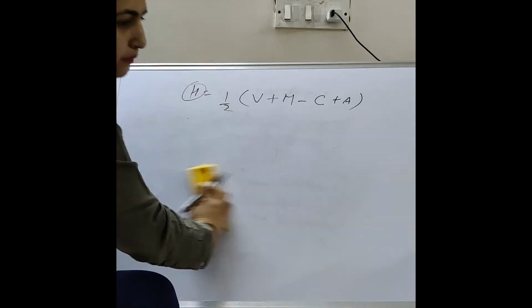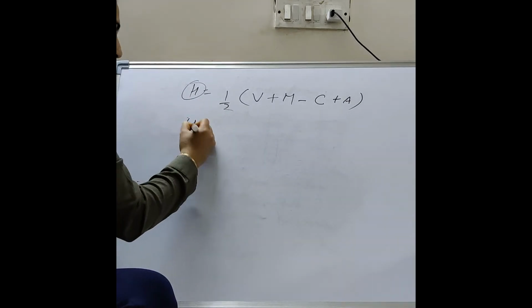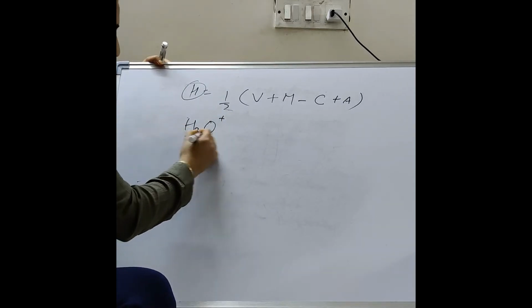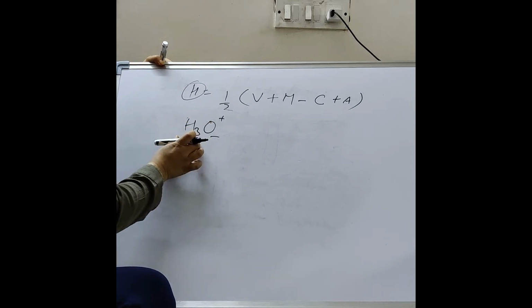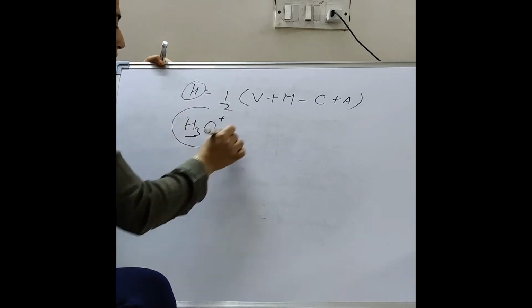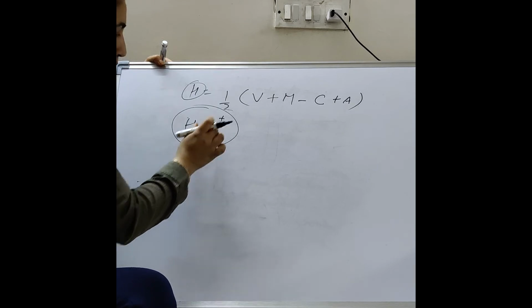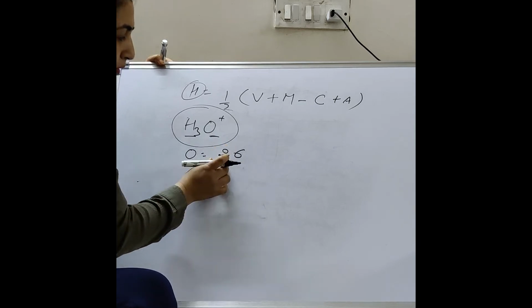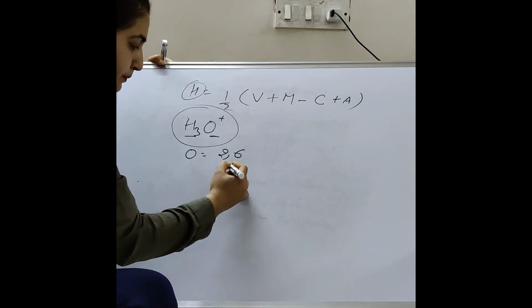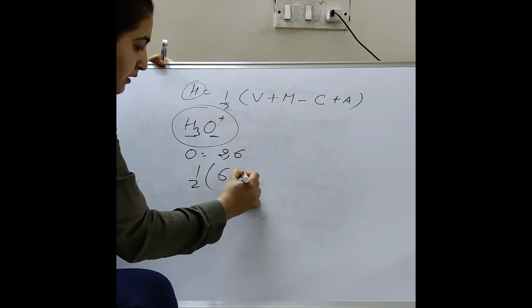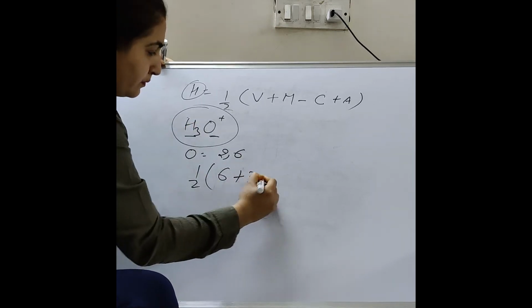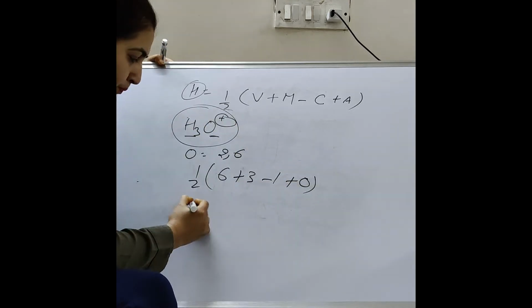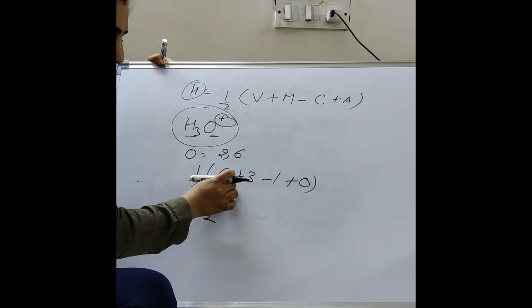Now let us take another example like H3O+. So here we have oxygen and 3 hydrogens. Here we get confused about what the central metal atom is. The central metal atom is oxygen. First shell 2 electrons, second shell 6 electrons. So it is 6. Monovalent atoms, hydrogens are 3. There is a positive charge, so minus 1. There is no negative charge, 0. So it will be half into 6 plus 3, 9.